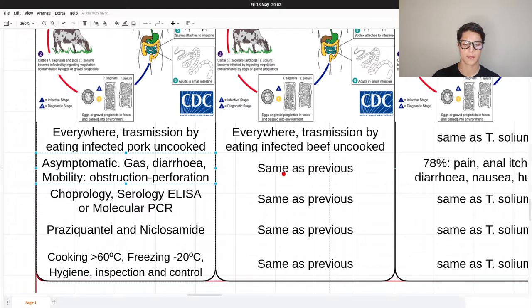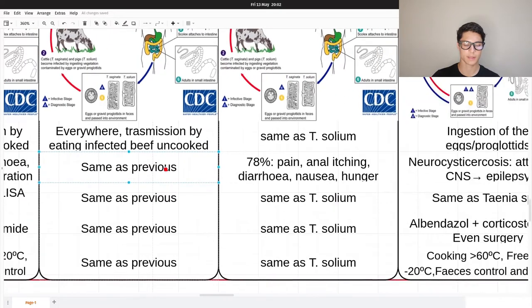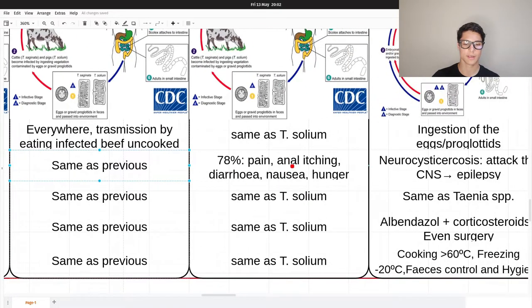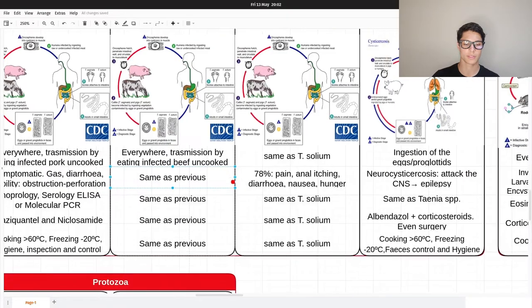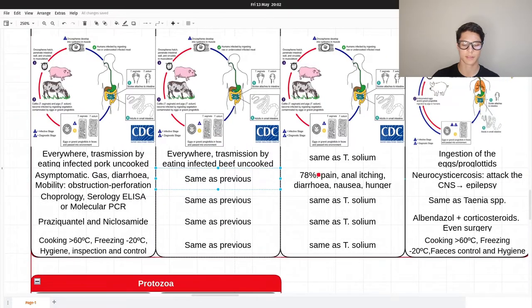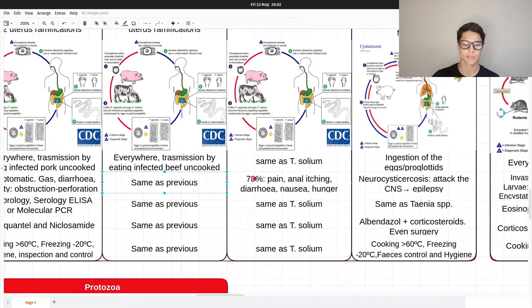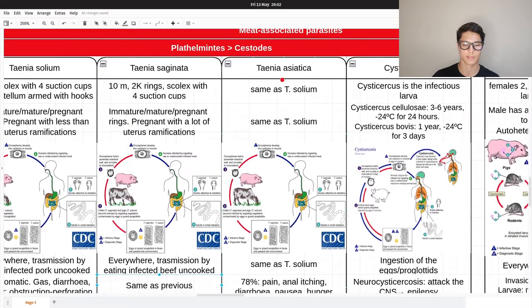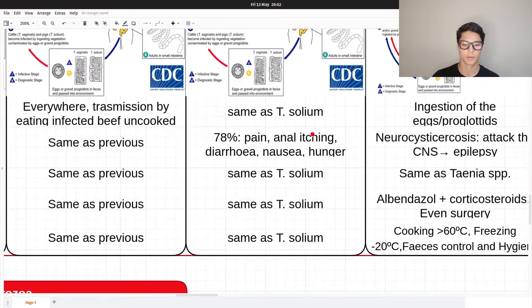And in Taenia saginata it is the same. But here it differs. In Taenia asiatica, the majority of cases are not asymptomatic. In fact, 78% of people infected with Taenia asiatica develop pain, anal itching, diarrhea, nausea and hunger. Because remember, they don't have a digestive tract, they are going to compete with us for food and nutrients.